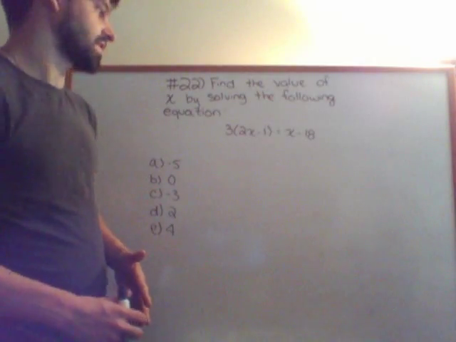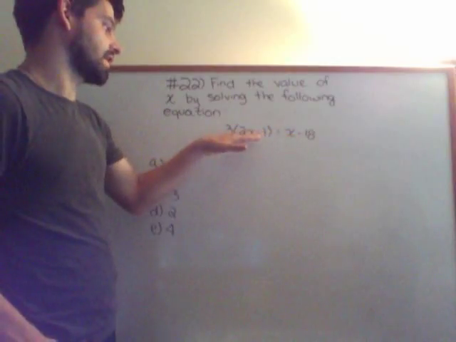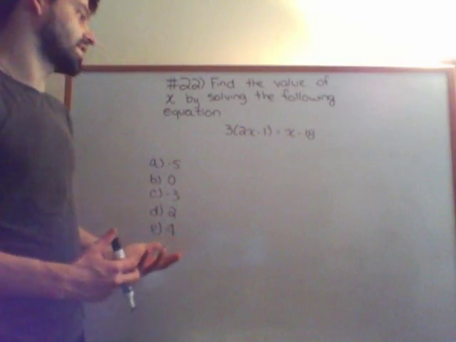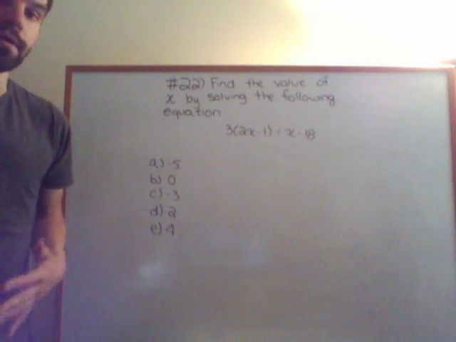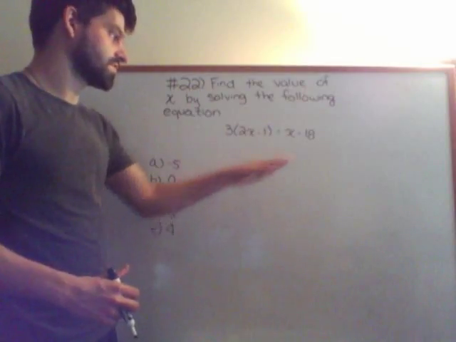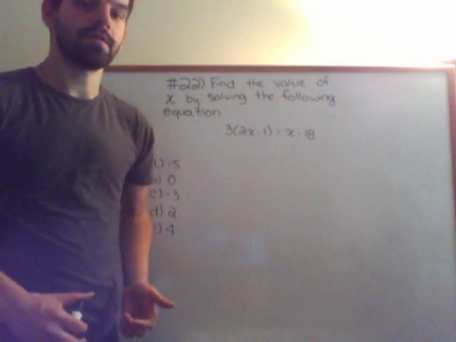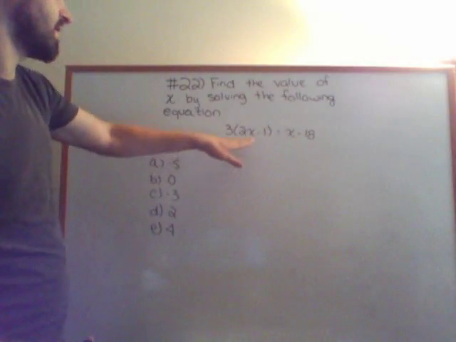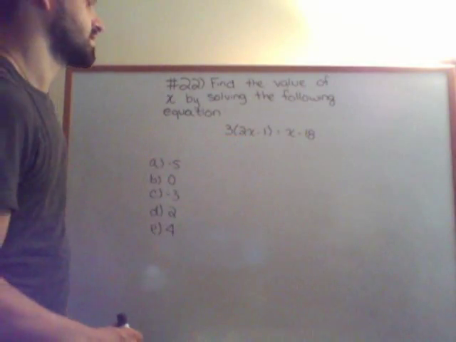Now, what you want to notice here is that we have a variable on each side of the equal sign, and that's perfectly okay. This is a double-sided variable equation, but fortunately the variable is the same, so we can easily solve for x by isolating it on one side of the equal sign and putting everything else on the other.